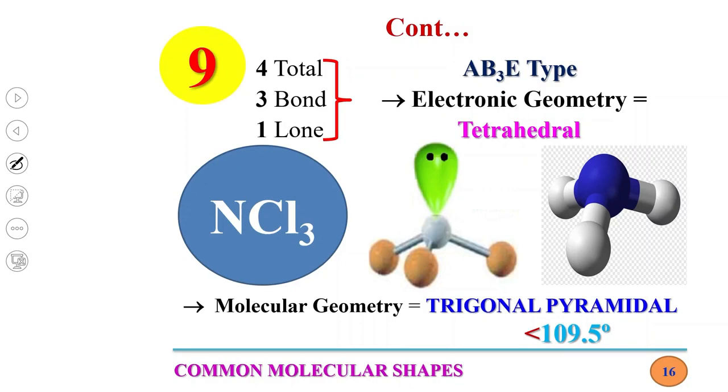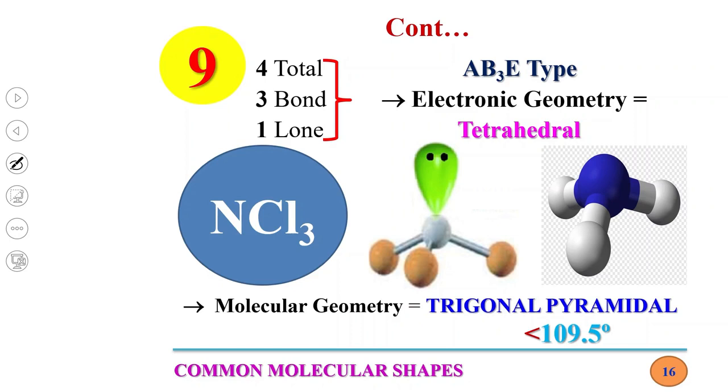Trigonal pyramidal is the molecular geometry or the molecular shape for this type of molecules. The bond angle deviates from the ideal bond angle. It is less than 109.5 degrees. NCl3 is one best example.